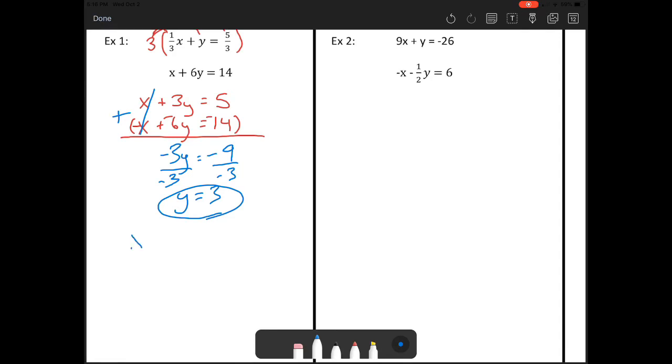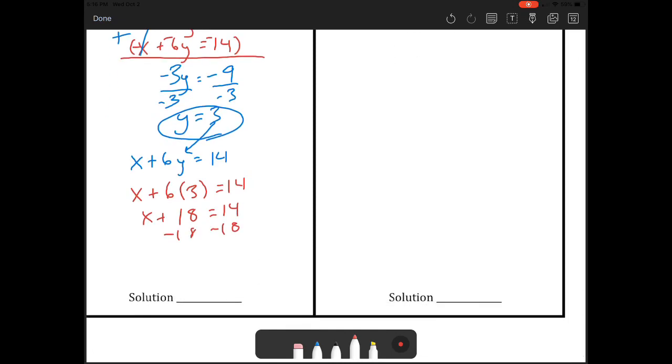Now I'm going to plug my y in. I don't want to deal with fractions again, so I'm just going to use that second equation. x plus 6y equals 14, and I'm going to plug in my 3 for that y. So I end up with x plus 6 times 3 equals 14, which is x plus 18 equals 14. I'm going to subtract my 18 from both sides, and I'm going to end up with x equals negative 4. So my final solution is going to be negative 4, 3.